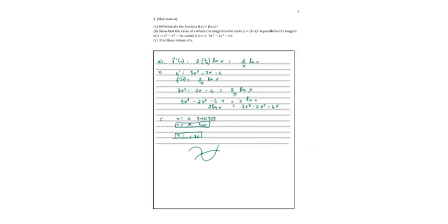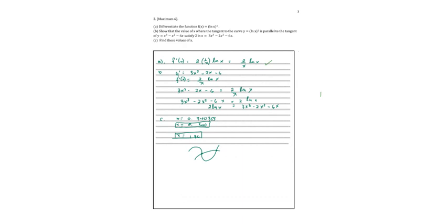Problem number 3, you have to differentiate the function ln x to the second power. So this is a chain rule. So 2 times ln x times the derivative of ln x, which is 1 over x, will give you this.